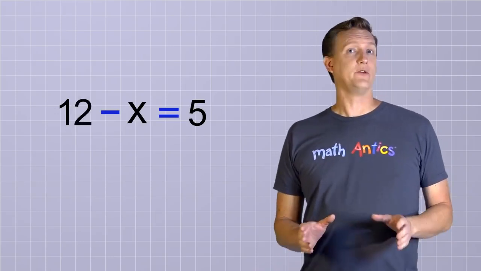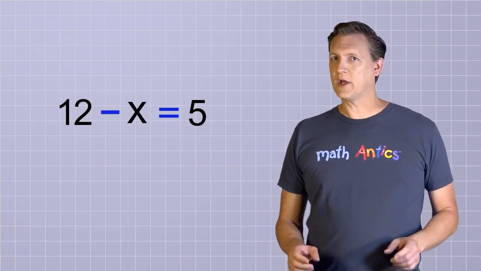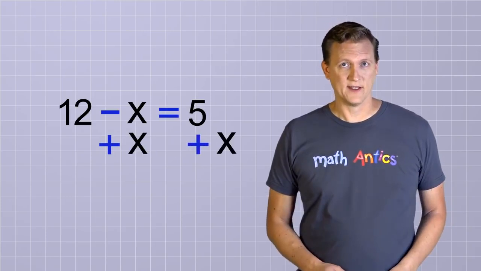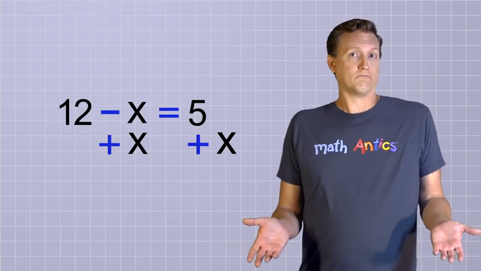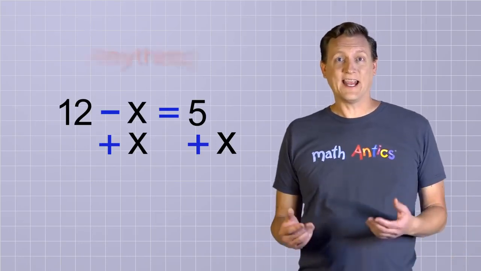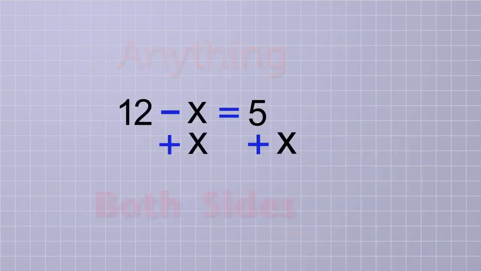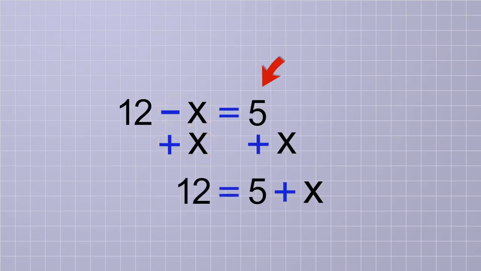Fortunately, there's another way to do this kind of problem that will avoid getting a negative unknown. Instead of subtracting 12 from both sides, what would happen if we added x to both sides? Can we do that? Can we add an unknown to both sides? Well, sure, why not? We can add or subtract anything we want as long as we do it to both sides. And when we do that, the minus x and the plus x will cancel each other out on this side, and on the other side, we get 5 plus x. Now our equation is 12 equals 5 plus x.